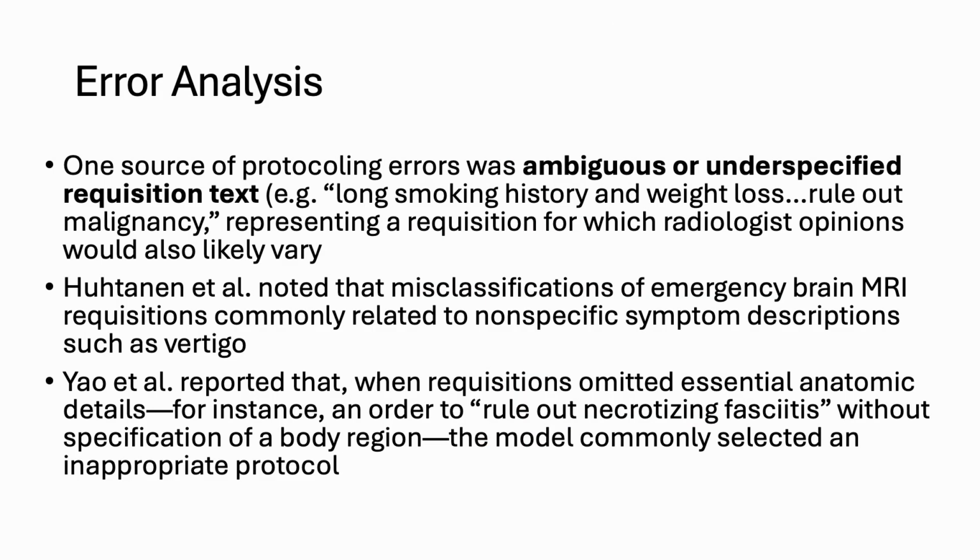And a very important part of this study was to look at sources of error. So why were these AI models making mistakes in protocoling? One main source of error was ambiguous or underspecified requisitions that were vague in terms of their language. And this is a scenario where even radiologists had variation in opinion as well. Another example is very non-specific symptom descriptions within the requisition. And then another one is when the anatomic detail was not specified or very general. That led to higher degree of incorrect protocols.